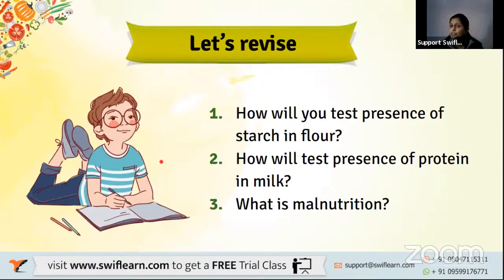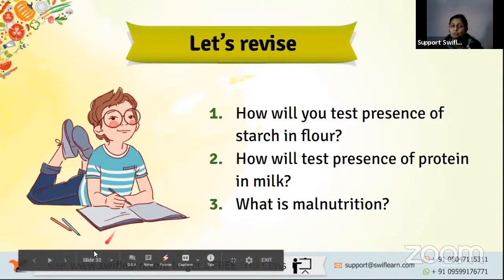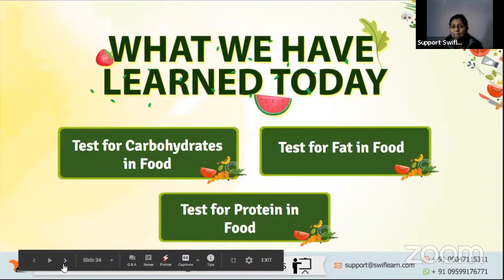What is malnutrition? That is, you are not getting proper nutrients in your diet. That is, you are lacking in the nutrition that is being provided by the nutrient-rich diet. Then it is causing malnutrition. The diseases linked with malnutrition are kwashiorkor and marasmus.